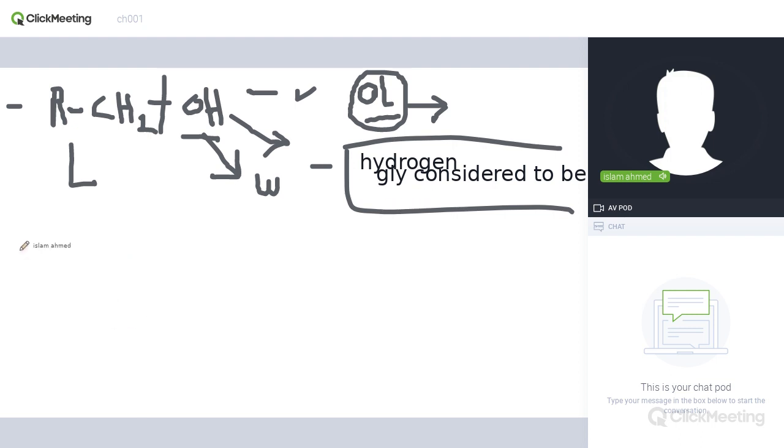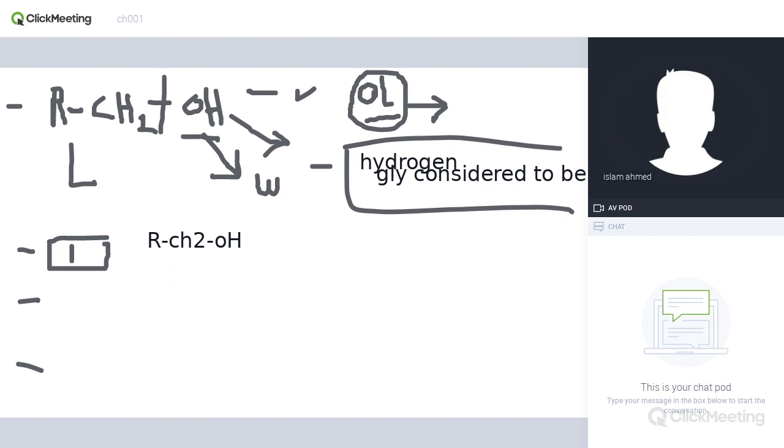We have three types of alcohol: the first one, second one, and third one. The first one is the primary alcohol. This is the primary alcohol here, which is RCH2OH. This is the example of the primary alcohol.